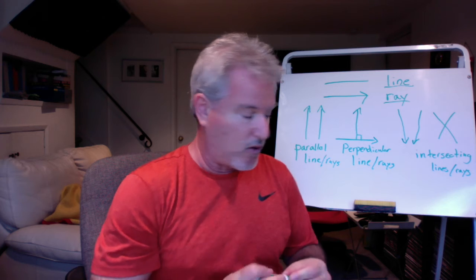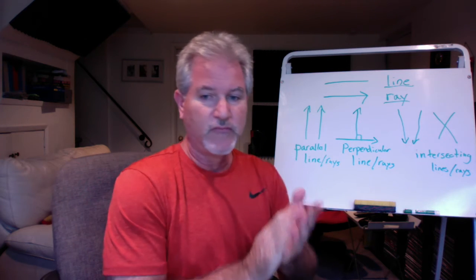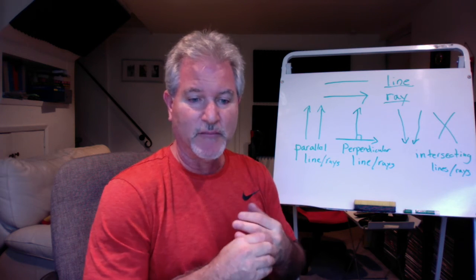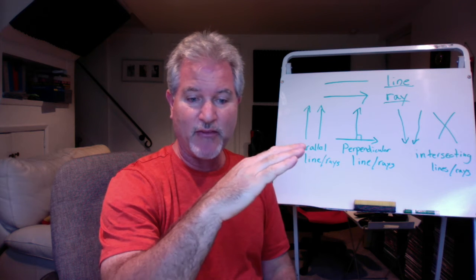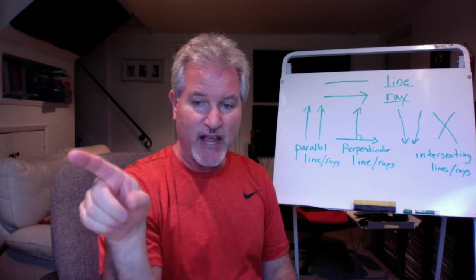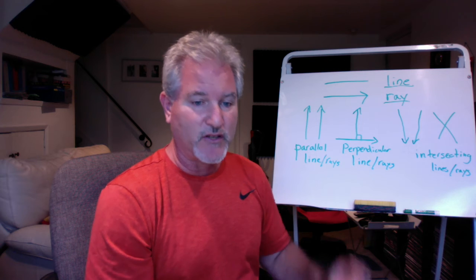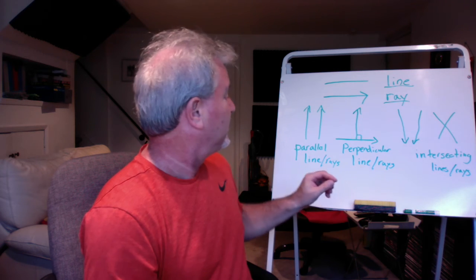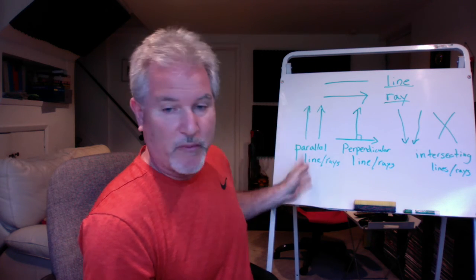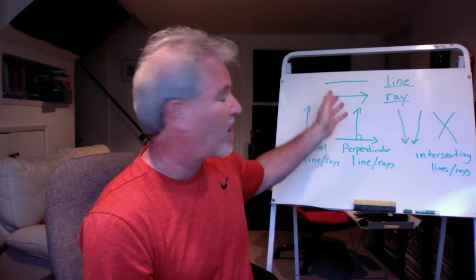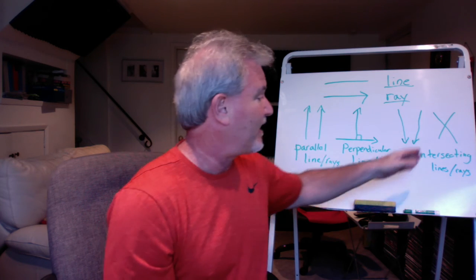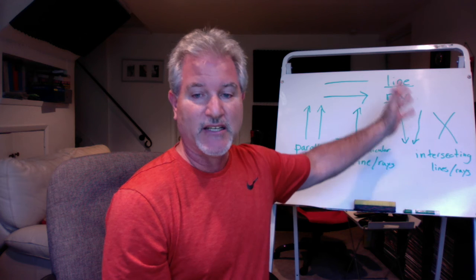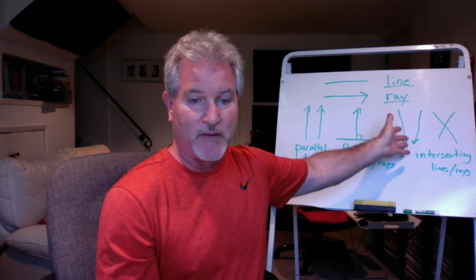So go and do your doc. It's pretty easy. It's A through F, and you see the A through F shapes above it. All you have to put is parallel line or parallel ray, perpendicular line or perpendicular ray, and intersecting line or intersecting ray. So that's how you would describe each of them.